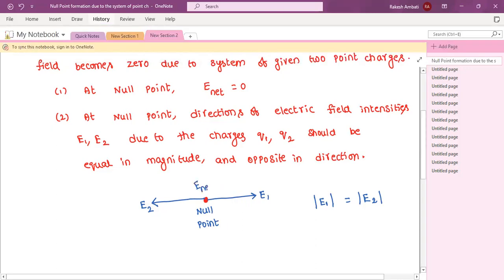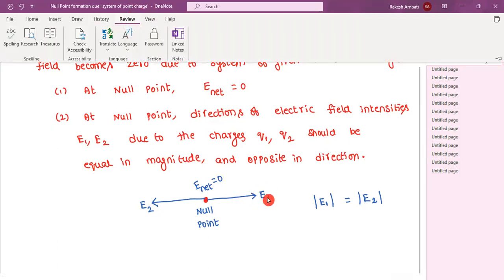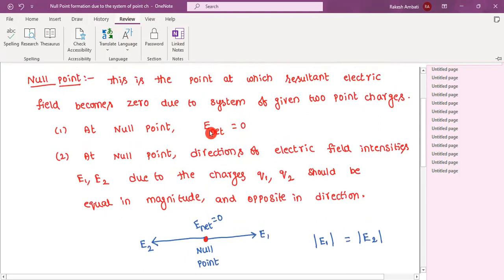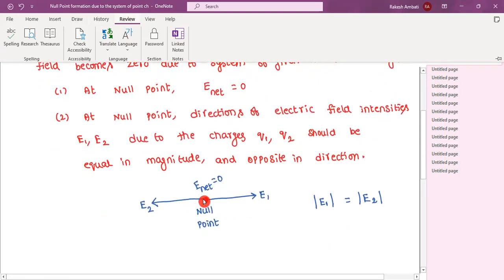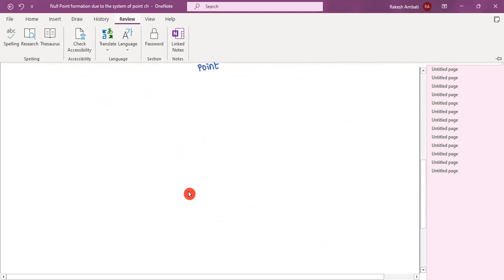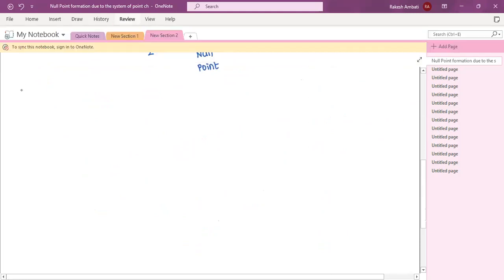So at null point, the E1 intensity magnitude and E2 intensity magnitude should be equal and in opposite direction. Hence they cancel out. Therefore, at null point, resultant electric field becomes zero. The second point, at null point, both magnitudes should be equal and in opposite direction.